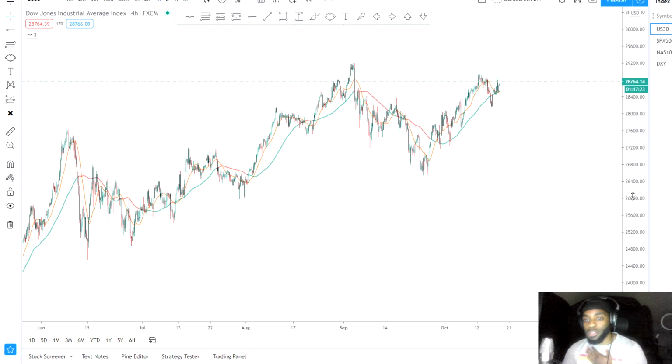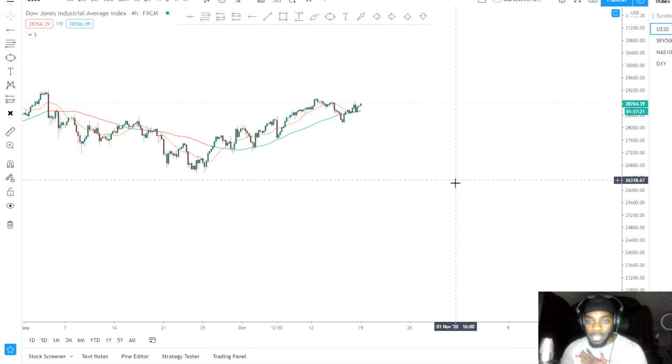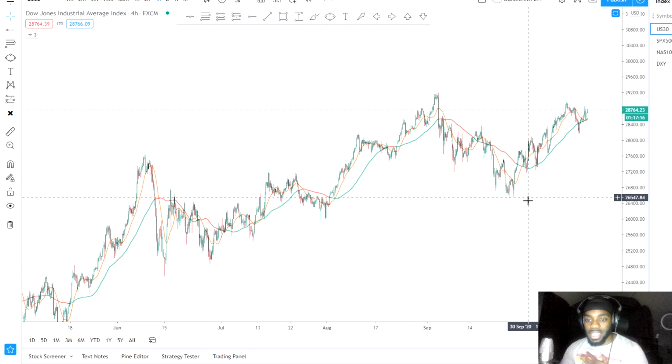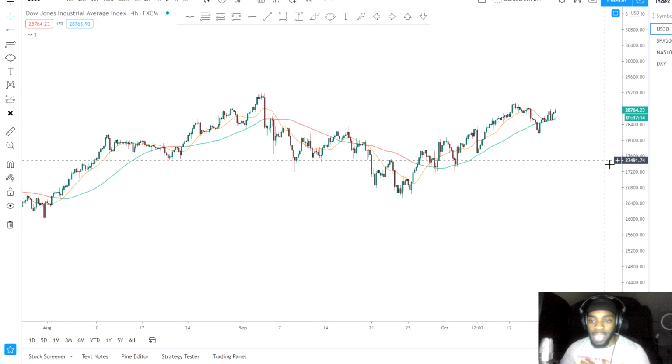Now this is more, I wouldn't say advanced, but definitely for somebody that already kind of knows market structure and understands what moving averages are and how powerful they can be.